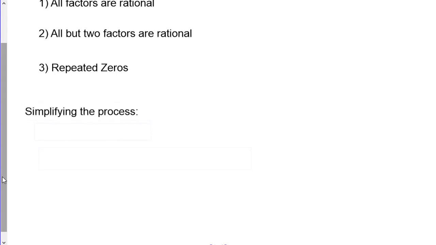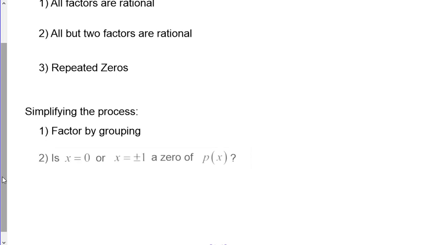After all that, we're going to talk about how to simplify the process, because it does seem like this is a very time-consuming process. So we'll look at how we could possibly utilize factor by grouping to simplify the process, and identifying whether 0 or plus or minus 1 is a 0 of your polynomial function. Because if those are zeros, you can pull them out pretty quickly and move forward.